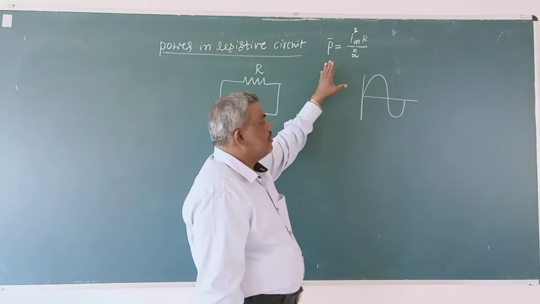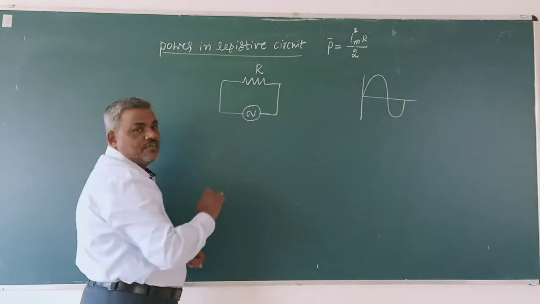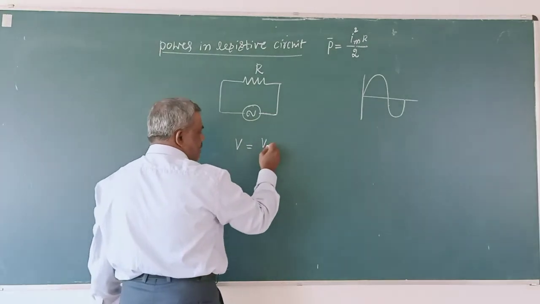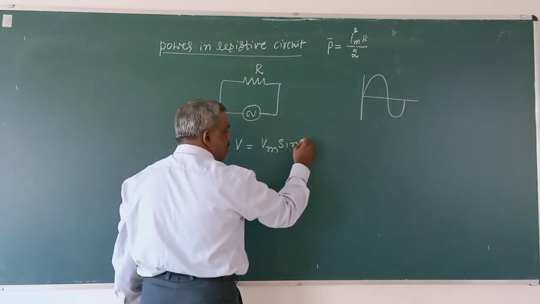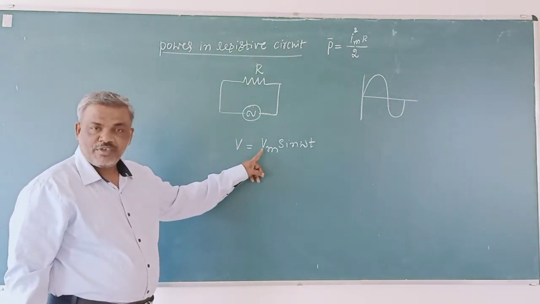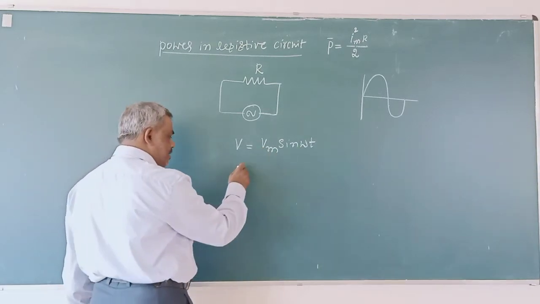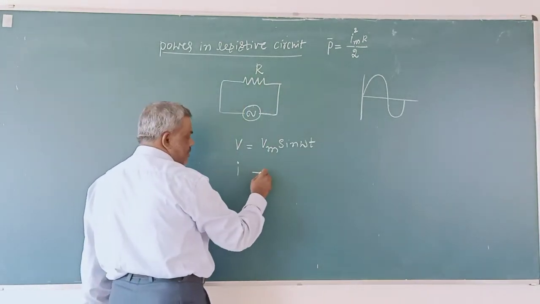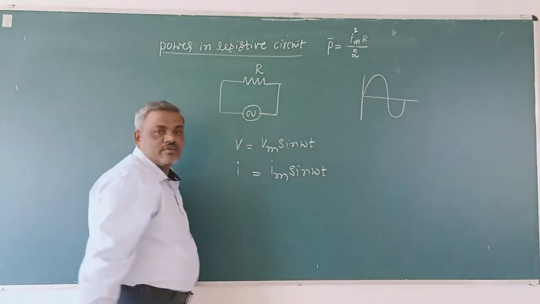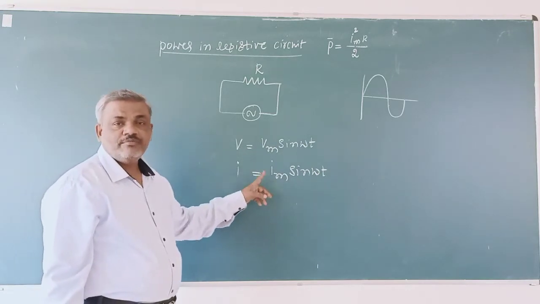Now prove this formula, P equals Im squared R by 2. We have a pure resistor R connected in series with an AC source. So the source voltage V equals Vm sin omega t, where V is the source voltage, Vm is the peak value of AC, and omega is the angular frequency of AC. The current in the pure resistor circuit is I equals Im sin omega t.